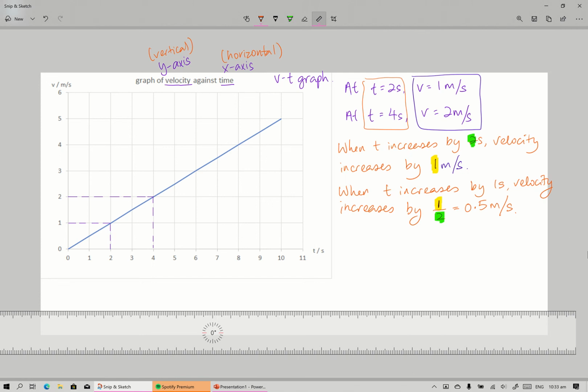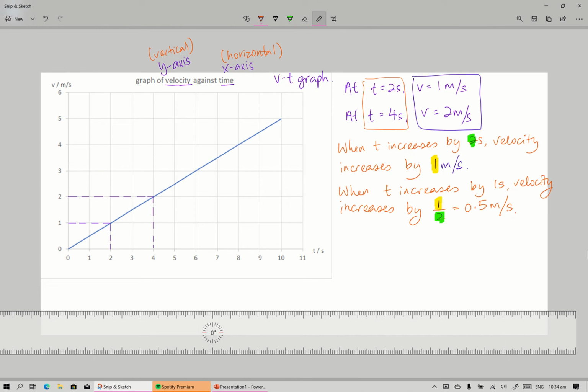Now this is a continuation from the earlier two videos. The last thing I'm going to show you is how do you calculate the acceleration using velocity time graph. Now, I'm going to include every single detail to show you how velocity is determined, including the units.